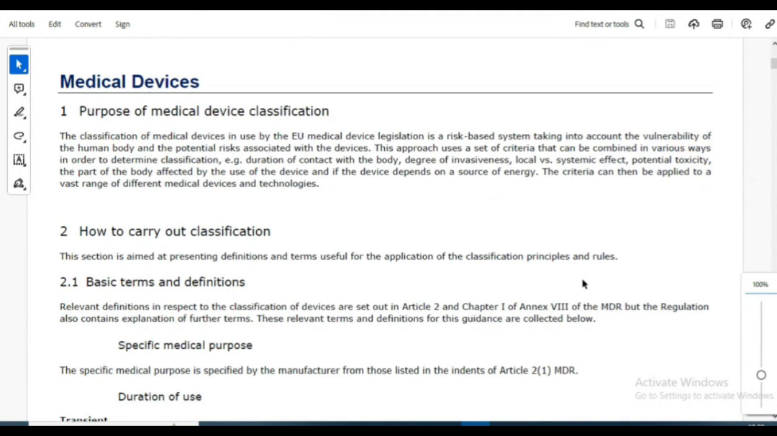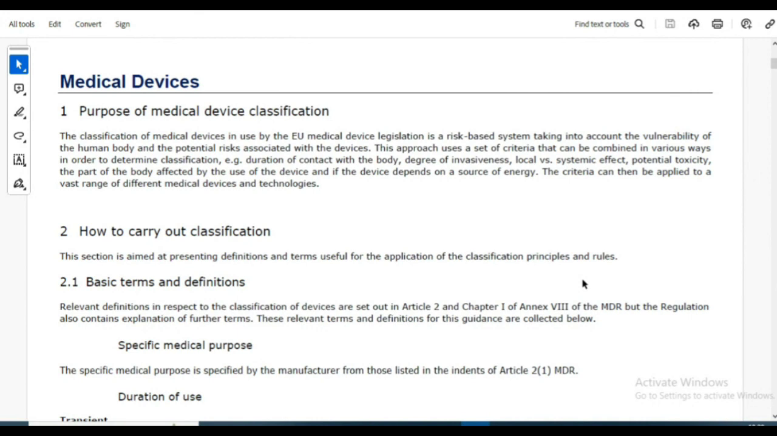What is the purpose of medical device classification? Classification of medical devices in use by the EU medical legislation is a risk-based system, taking into account the vulnerability of the human body and potential risk associated with the device. The approach uses a set of criteria that can be controlled in various ways in order to determine classification: duration of contact, degree of invasiveness, local versus systemic effect, potential toxicity, and the part of the body affected by the use of the medical device.